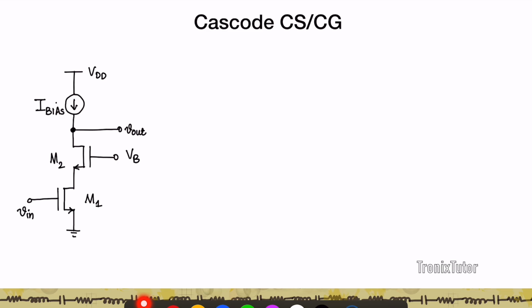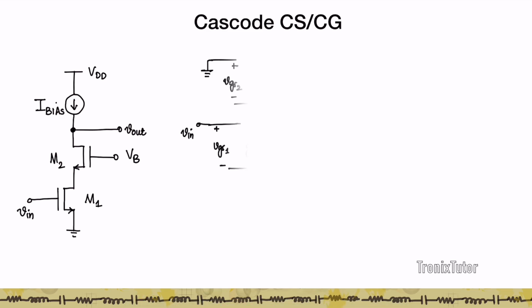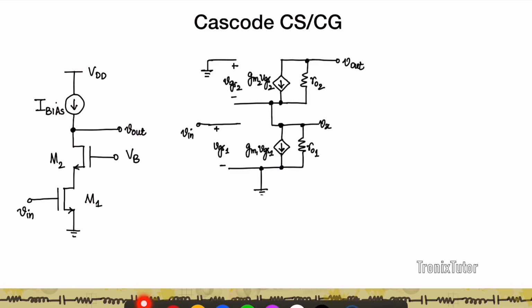So how do you find the gain of the circuit? Again, like previously, you can always use the Rn Rout conditions and also find the gain. But let's do this the old-fashioned way. Let's do it using the small signal analysis. So what I'll do is replace M1 with its small signal model, M2 with its small signal model, and let's calculate Vout by Vin.